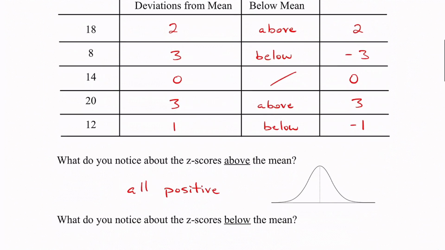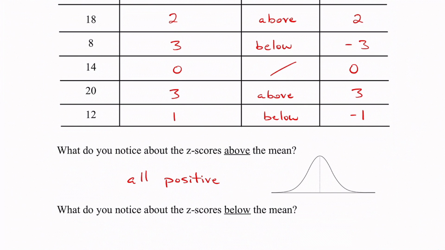Then the question, what do you notice about the Z-scores below the mean? All of those ones that we had up here that were below, they were negative. So I'm just going to write that. They were all negative.